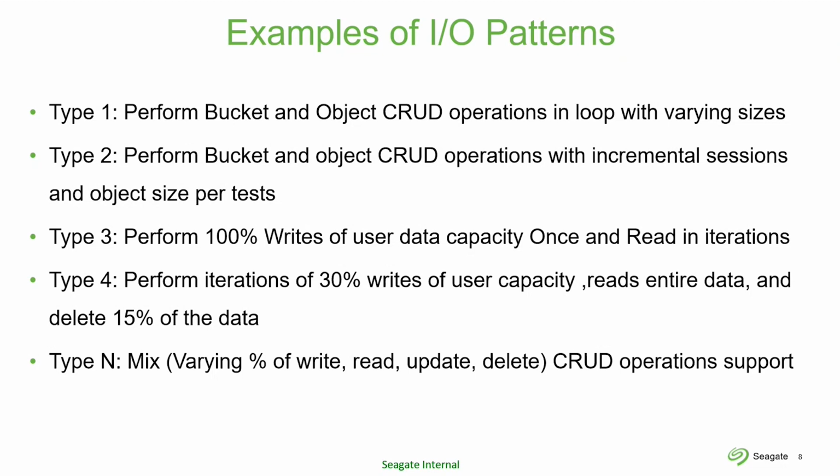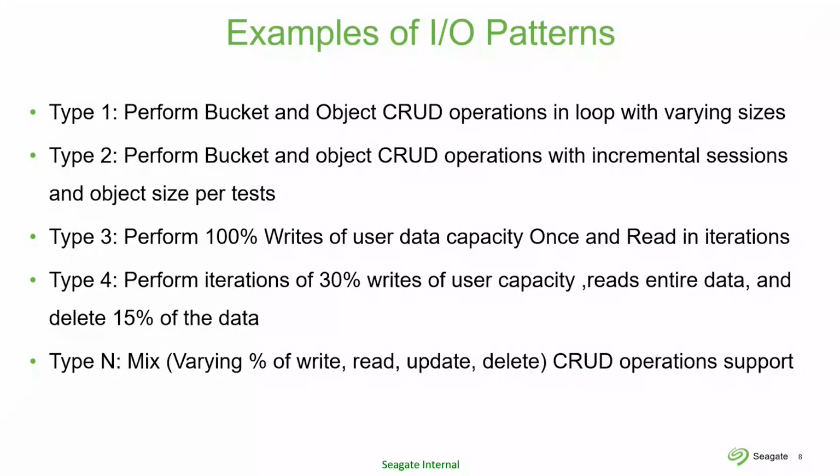Second is simple CRUD operations with incremental sessions, like I mentioned before. Third is to write 100% of user data capacity and read in iterations. These are the scenarios. Type 4 is to write 30% of user capacity, read the entire data and delete something. So we can vary these percentages of write, read and delete operations. So we can have any type n where we can have a mix of read, write, update, delete operations.